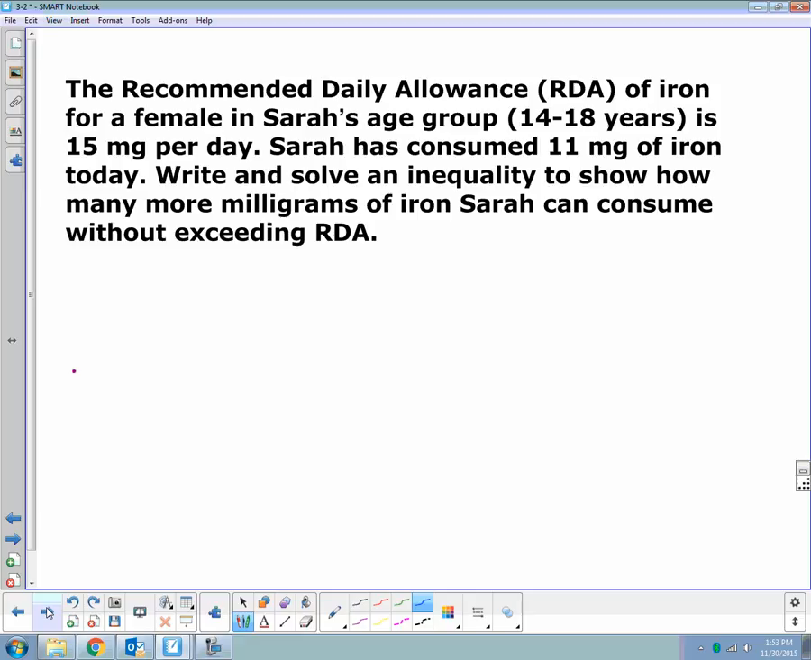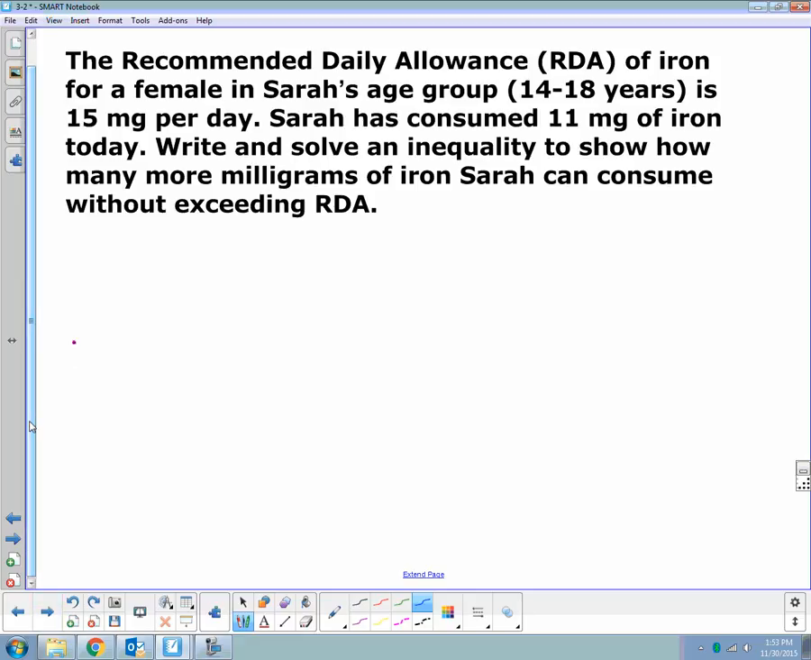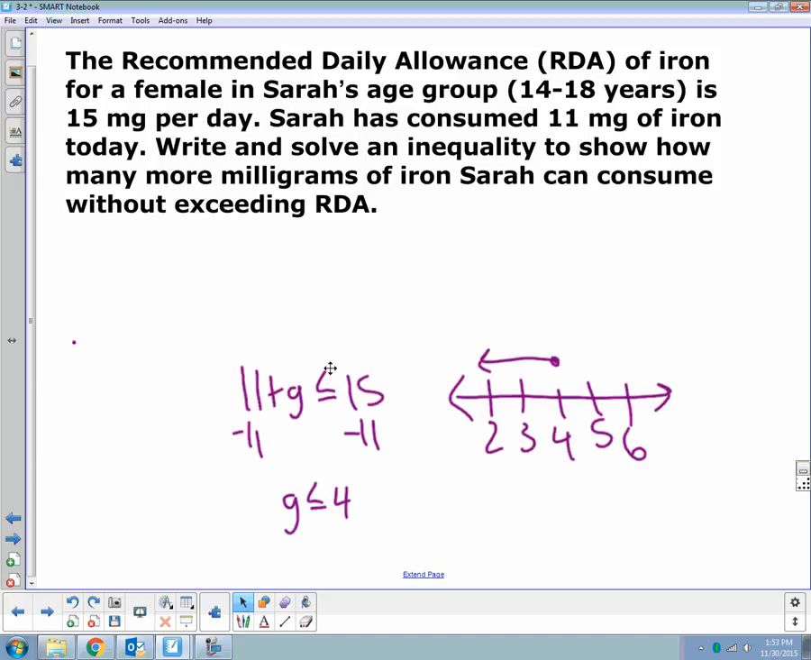Try this one. Recommended daily allowance, RDA, of iron. Look at Sarah and her iron levels and see if you can figure out how much more she could consume without exceeding that RDA limit. Assuming you tried it, if you didn't get the right answer, if you didn't even know where to start, take a look at the final answer here. I've written the inequality, I've solved the inequality, and I've graphed the inequality. If you're not sure how to start these problems, how to start the equation, watch the linked video, and I'll explain a little bit more about setting up the problem.